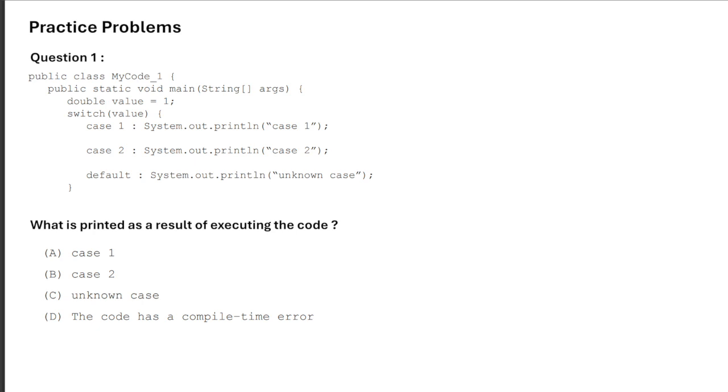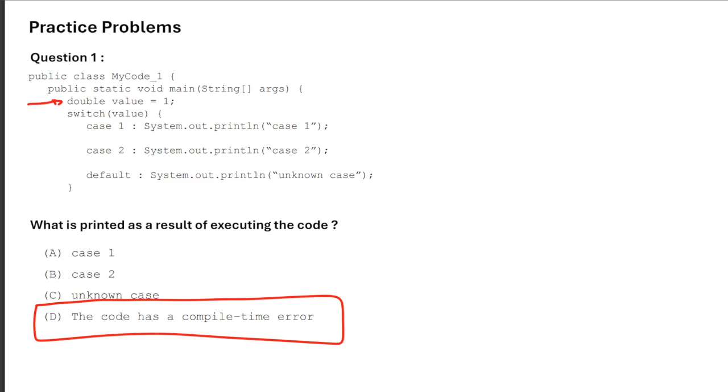So we have some practice problems to look at. Here's question 1. Submit your answer, and then you'll see the result. So we see that this is a double value. Since it's a double value, we know that this code will not compile. I have no reason to do any more analysis, and I can say that the answer is D.